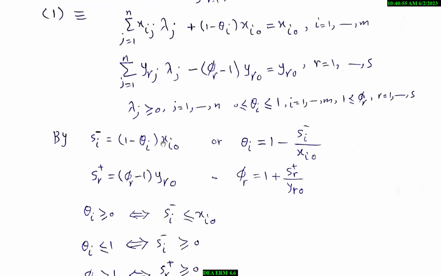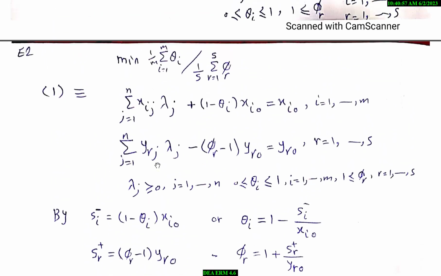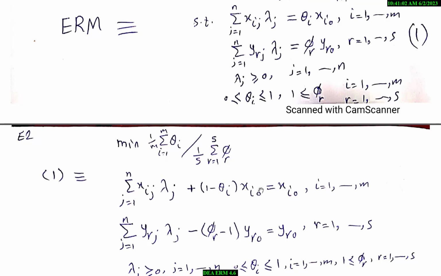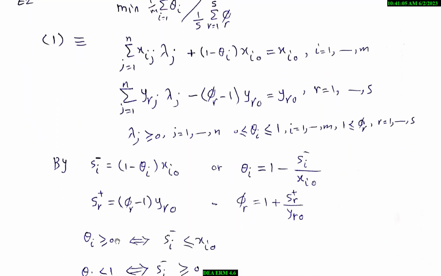By putting this, now we want to write the model in new variables. We consider all the constraints. The first set becomes this summation plus si minus equal to xio. The second one, this minus sr plus equal to this. Lambda j greater than or equal to 0 are the same.